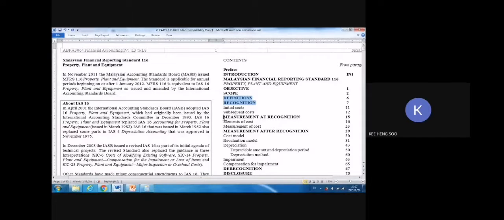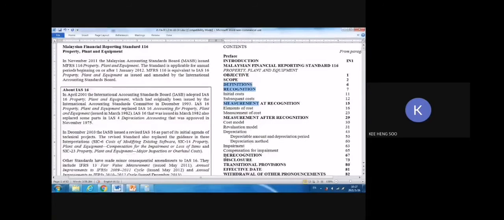That's called recognition. And measurement has two parts. One is at initial recognition. The other one is after recognition. This is called measurement. Okay, I will cover the first one. Then next week I'll cover revaluation, including derecognition. Then after that, the last topic will be disclosure. All accounting standards, you cannot run away: definition, recognition, measurement, and disclosure.